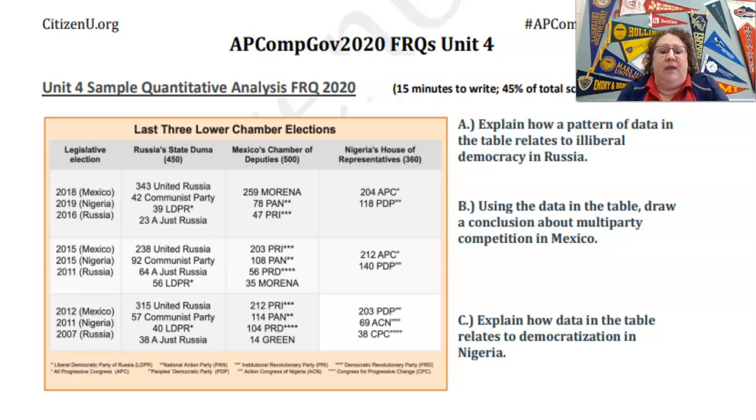All right, so we're looking here, it says the last 3 lower chamber elections, and we're looking at Mexico, Nigeria, and Russia. I just want to take a glance there, and then I like to read the question and then go back to look at the table again. A says, explain how a pattern of data in the table relates to illiberal democracy in Russia. B, using the data in the table, draw a conclusion about multi-party competition in Mexico. C, explain how data in the table relates to democratization in Nigeria.